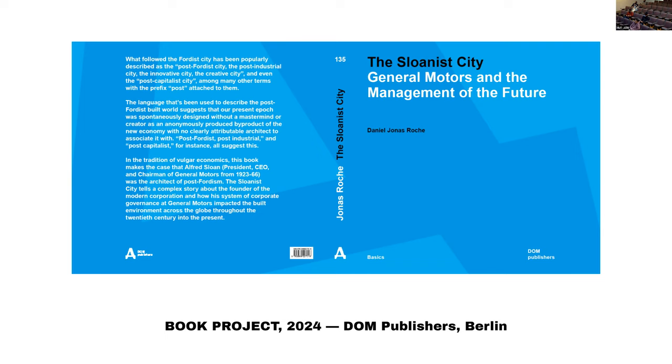Sloan City tells a complex story about how the founder of the modern corporation, now a system of corporate governance at General Motors, impacted the built environment across the globe throughout the 20th century into the present. As you can see, earlier in the lecture I was talking about creationist myths and their authors. Alfred Sloan, when he was president of GM, is somebody that's done more to impact all of our lives in this room than a lot of people, but he's somebody that has gone under the radar. So I'm very interested in bringing to light exactly how the US auto industry worked with the federal government to shape the country's infrastructure in the 20th century.